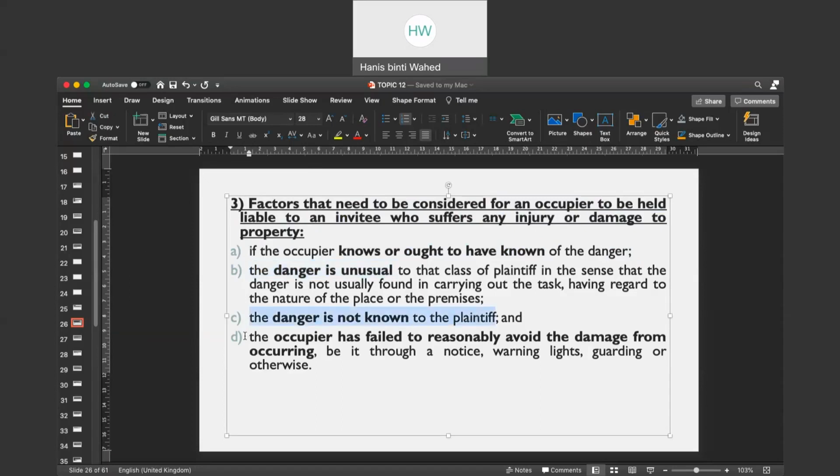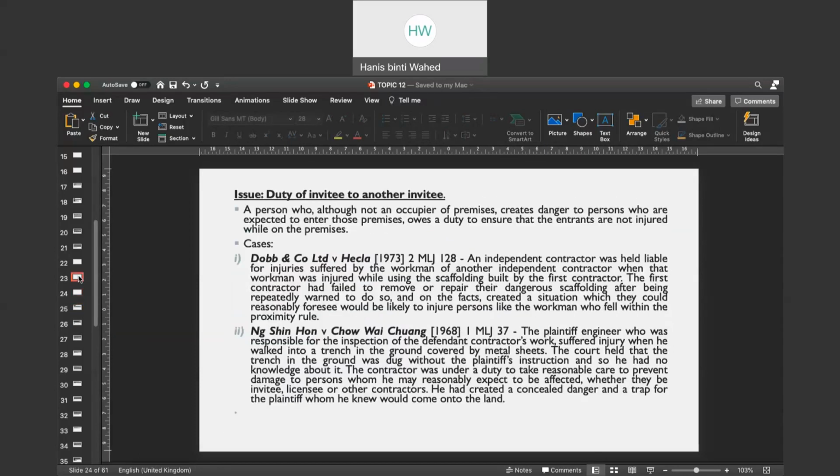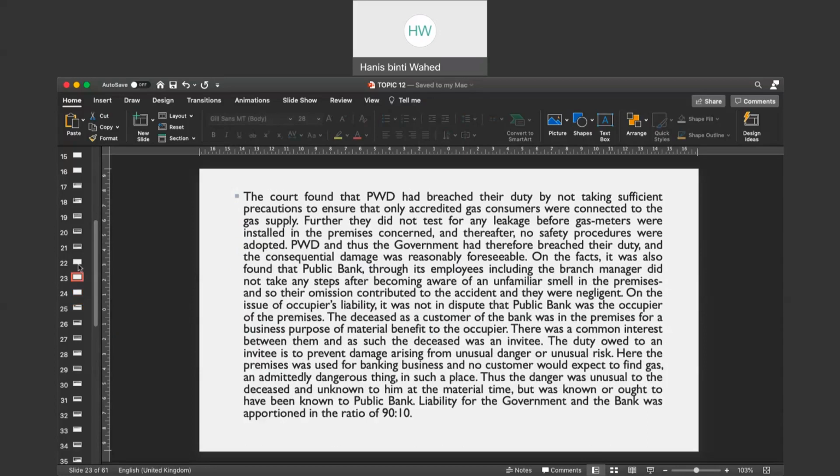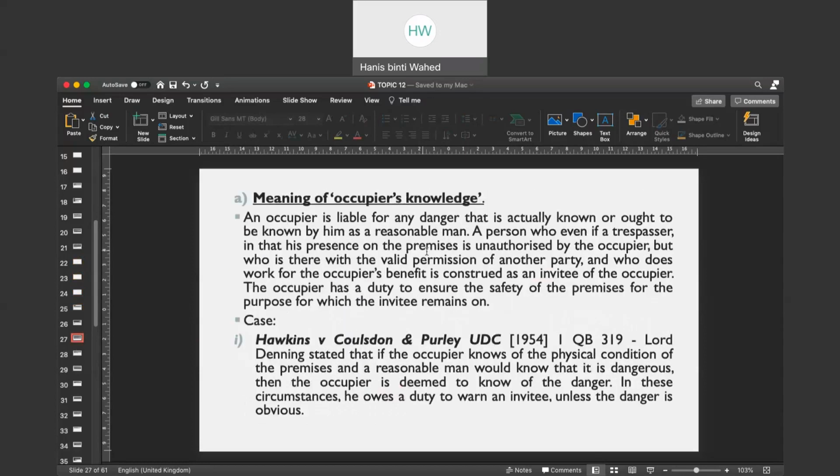And number four, the occupier has failed to reasonably avoid the damage from occurring. Okay, so all of these are the factors that the court will take into consideration in deciding whether an occupier is to be held liable to an invitee who suffered injuries or not. And all these factors are basically discussed in the case of Indermaur, the case I mentioned just now. Okay, so we will look at every factor.